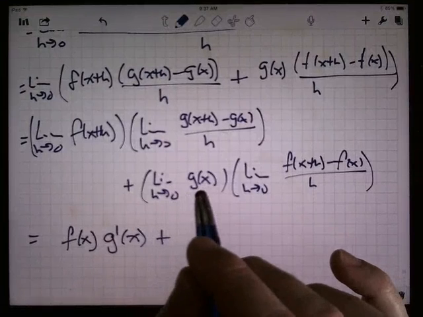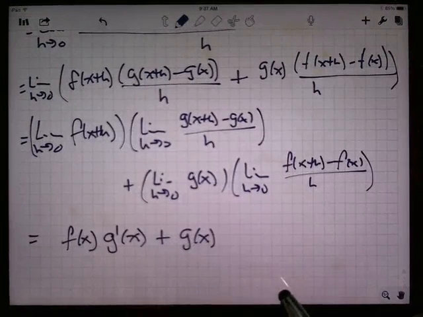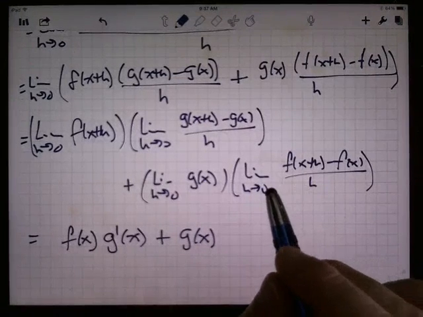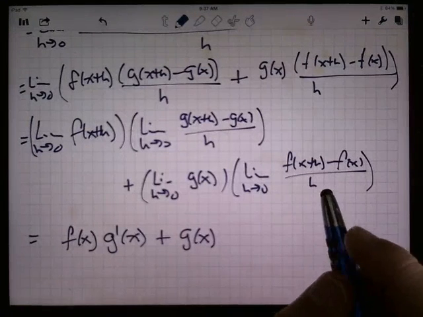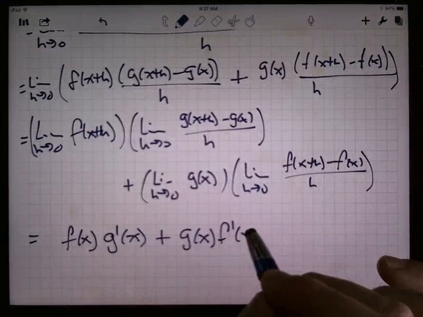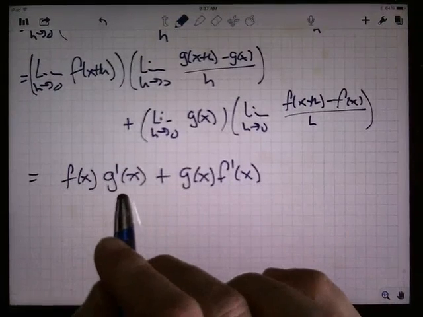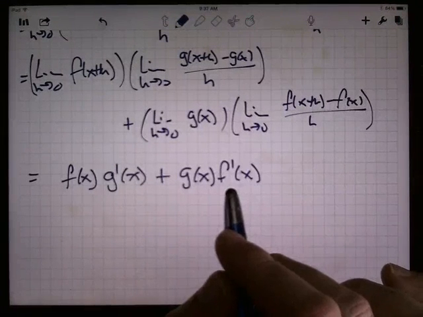Likewise here, as h goes to 0, that's just g of x. And here, this is the derivative of f, right? It's the definition. The limit as h goes to 0 of f of x plus h minus f of x all over h. That's f prime of x. So there's your product rule. The derivative of the product is the first function times the derivative of the second, plus the second function times the derivative of the first.